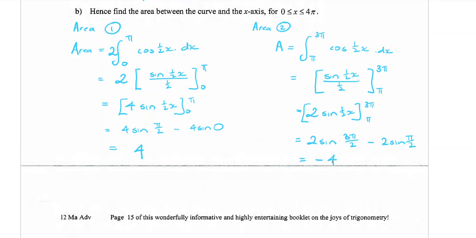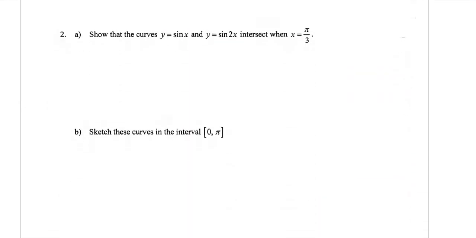But that means my total area is 8. Because it's 4 above and 4 below, we take the minus sign off it to say that it's 8 units squared. That's why I can't just put these two integrals together, because if I did, I would just get 0. But I can see that the two areas will make an area of 8. All right, next one, question 2.